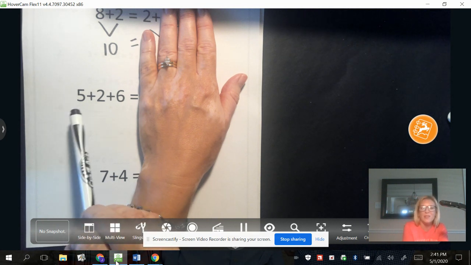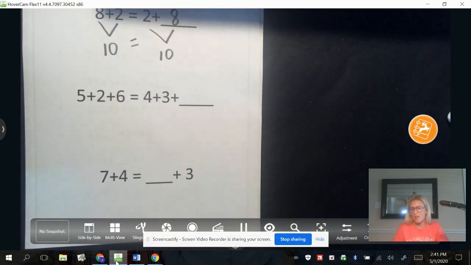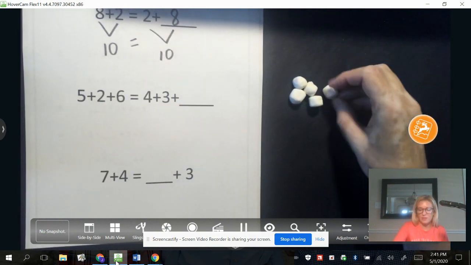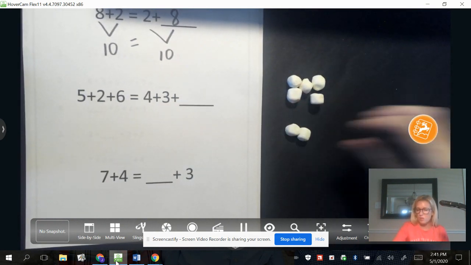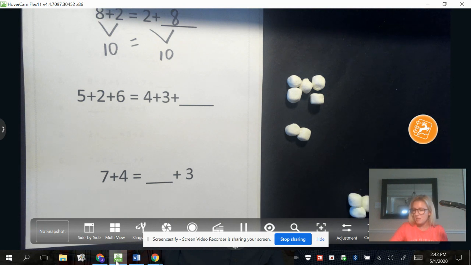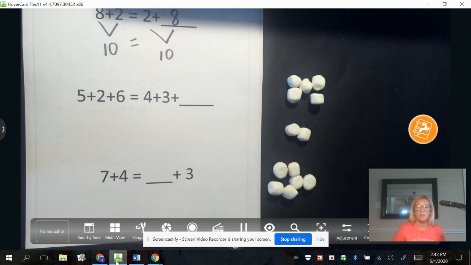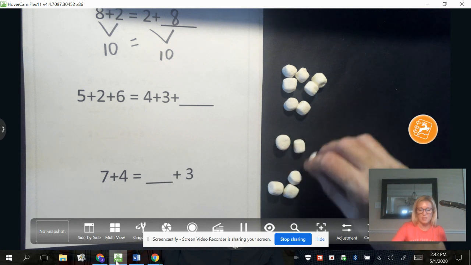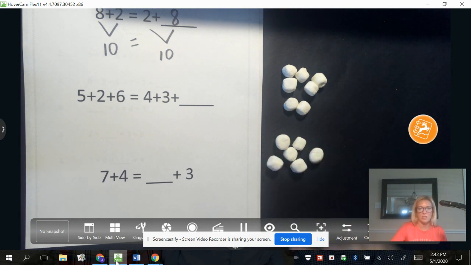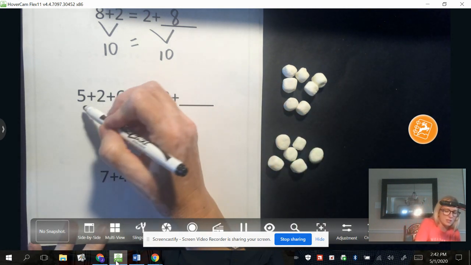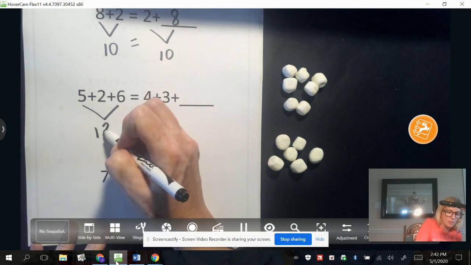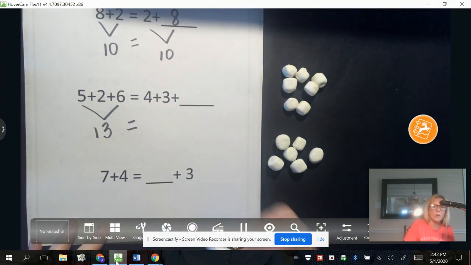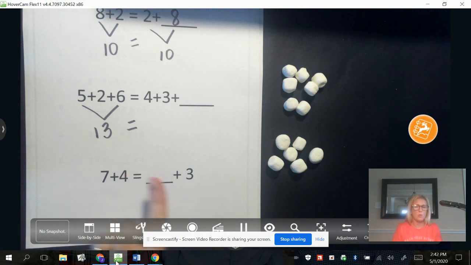And we do have 5 and 2 and 6. So let's solve that now. So here's 5, and here's 2, and here's 6, all ready for us to join together. So 5 and 2 is 7, 8, 9, 10, 11, 12, and 13. So 5 plus 2 plus 6 equals 13. That wasn't so bad. So what this is showing us now is 13 equals 4 plus 3.